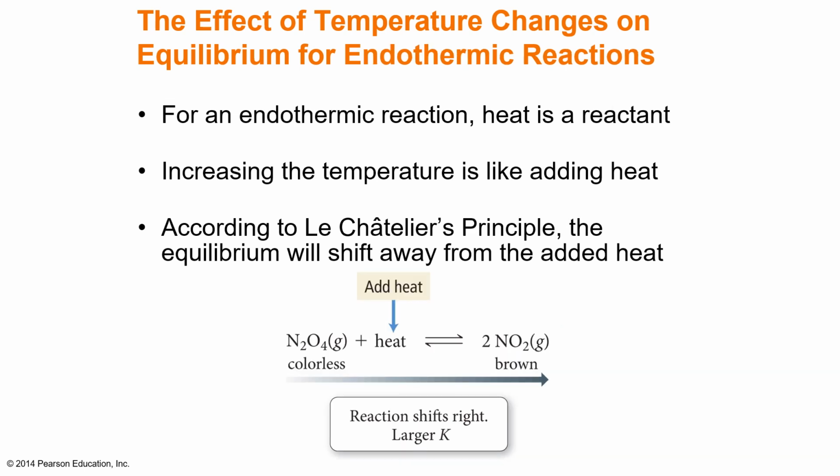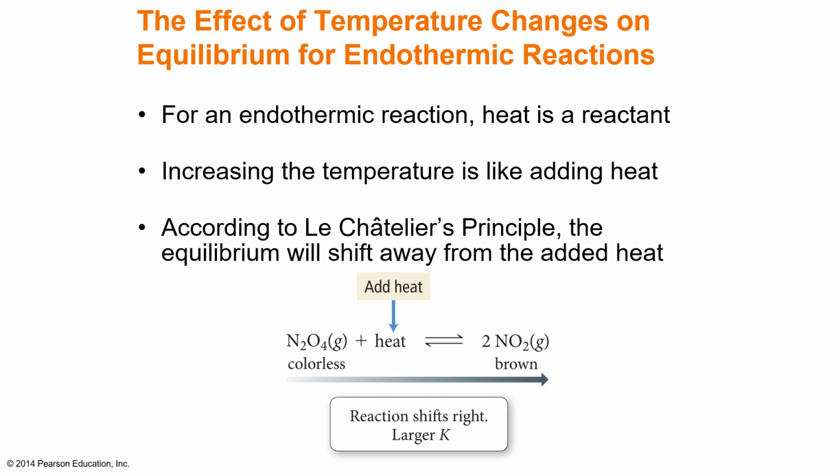For an endothermic reaction, we can think of it as having heat on the reactant side of the chemical reaction. So if we're increasing the temperature, it's like adding heat, like adding a reactant. And so according to Le Chatelier's principle, we're going to shift away from that added heat, which means we're going to shift towards the product side. So our reaction is going to shift right. We're going to have a larger equilibrium constant.